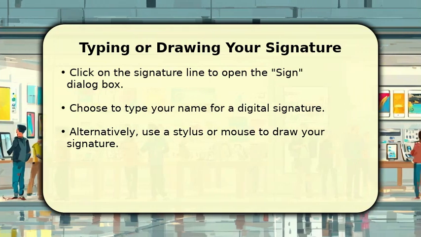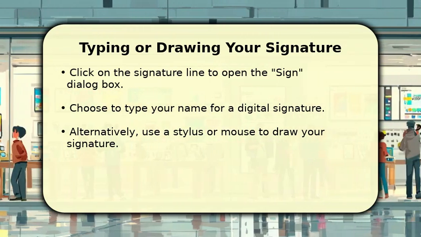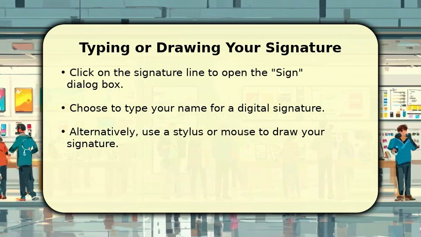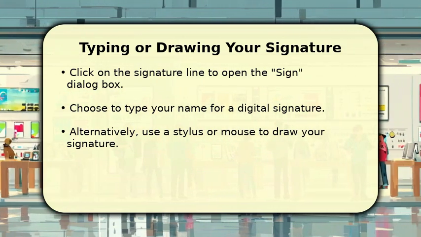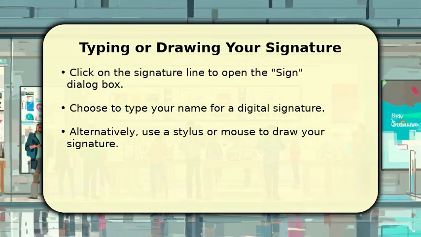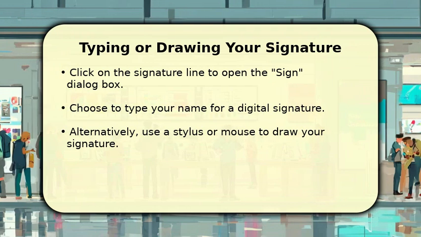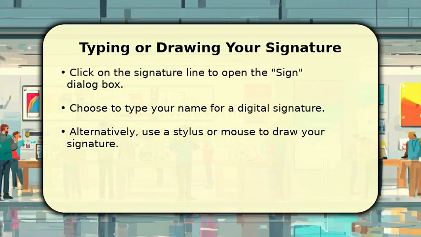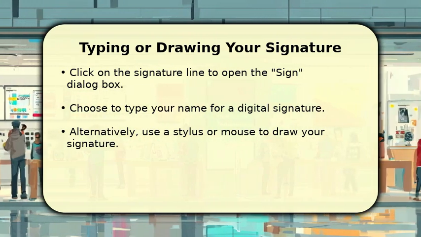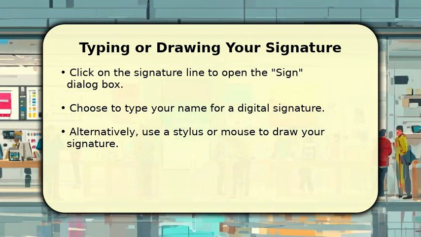Once your signature line is in place, simply double-click on it. This action will open the Sign dialog box, presenting you with two primary options. You can either type your name, which Word will then convert into a digital signature, or, if you prefer a more personal touch, you can use a stylus or your mouse to draw your actual signature directly onto the line. Both methods are quick and effective.